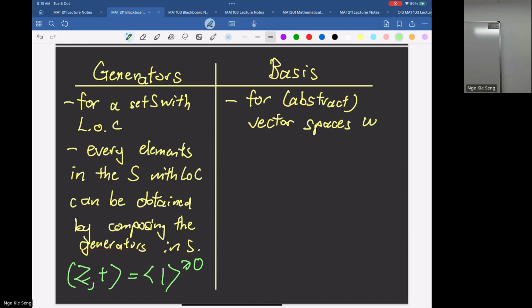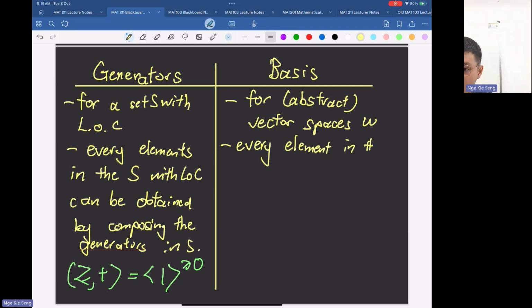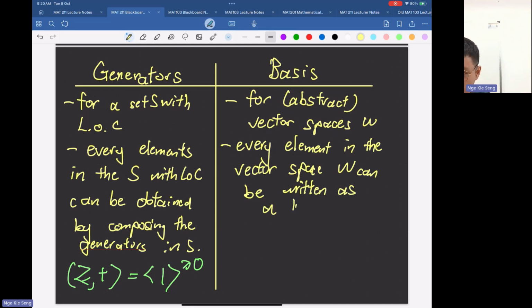Any question? So how about basis here? Basis is similar, but remember, what's the LOC we have in a vector space? The LOC we talk about here is called the linear combination. So in the basis case, all the elements in our vector space can be written as a linear combination.